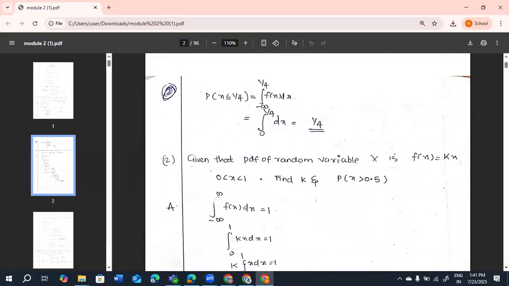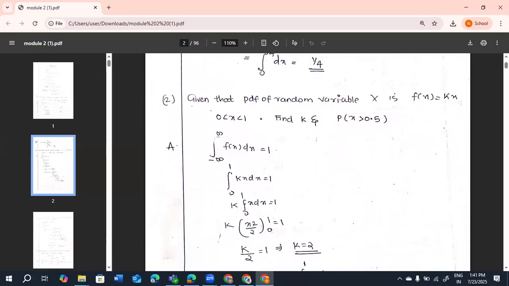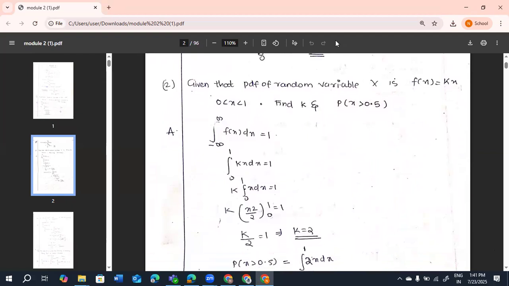Is it clear? Okay, now let us move to another example in the same way. So let us look at this. What is given in the question? Given that the PDF of random variable x is f of x equals kx. In the last question it was k, right? Here it is kx. So integral minus infinity to infinity f of x dx equal to 1. Integral 0 to 1, just substitute the value for f of x, kx dx. Integrate it. Okay. So you will be getting k equal to 2.